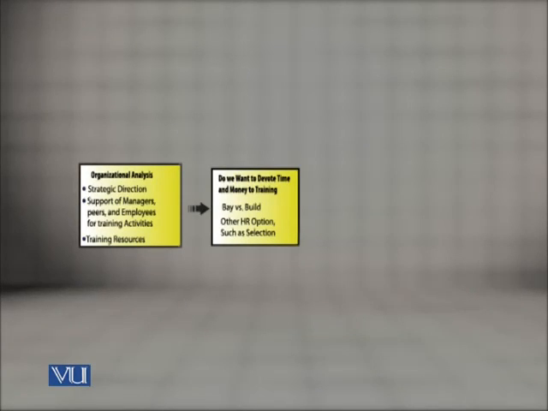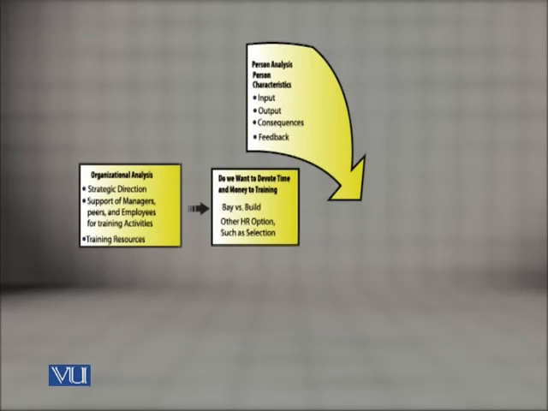Then we will answer the question whether we need to buy or build. And the third question, whether we want to go for training or some other HR option like selection or job redesign. While we are answering these questions, we will also be conducting person analysis.